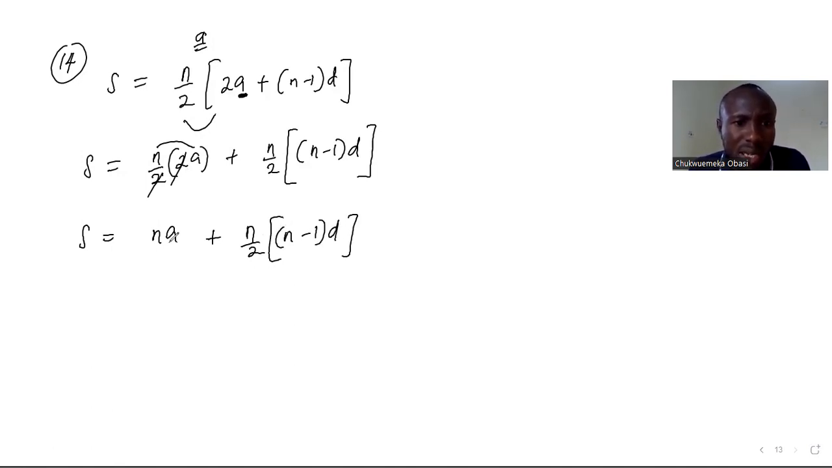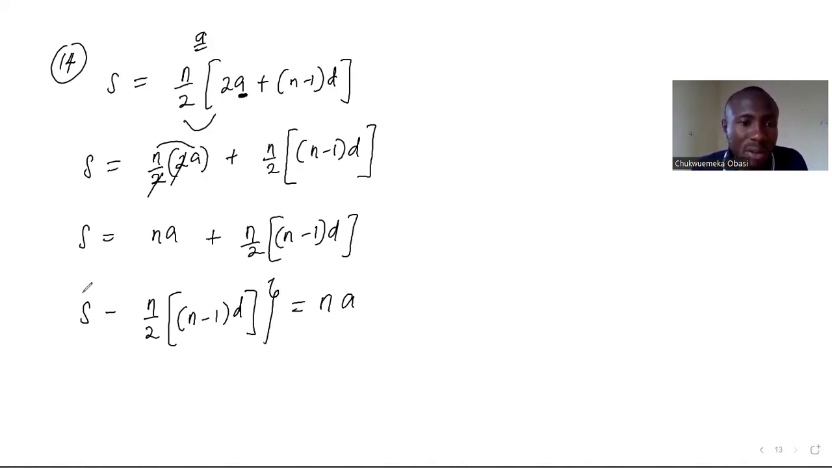Then I can take this term to the other side. So I have x minus n over 2 into n minus 1 d, equal to na, isn't it? Because when you take it to this side, it becomes negative, right? And I want to get rid of this n. So I can multiply everybody by 1 over n. So if I multiply everybody by 1 over n, this n cancels out.